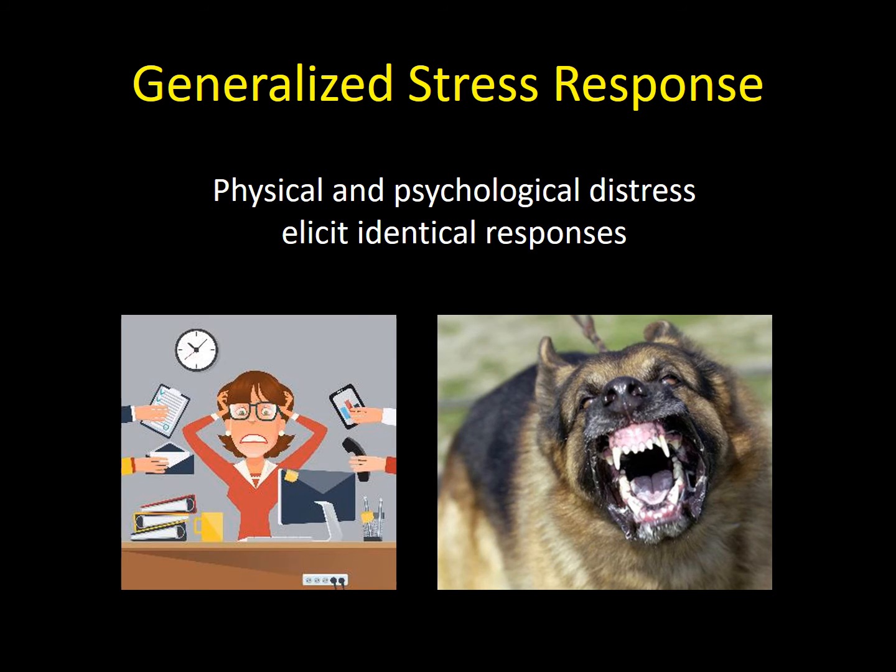We now call this the generalized stress response, when physical and psychological distress elicit identical responses. So it turns out it doesn't matter if you're stressed out because of work or if you're actually running away from a scary animal, the effect on your hormone levels and the way your body is responding to psychological versus physical stress is the same.